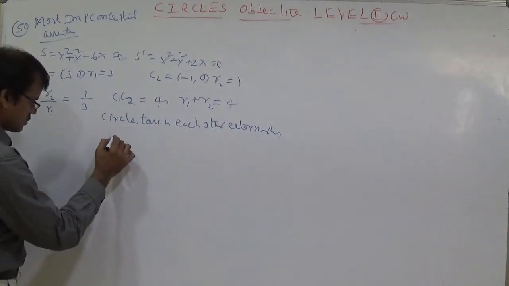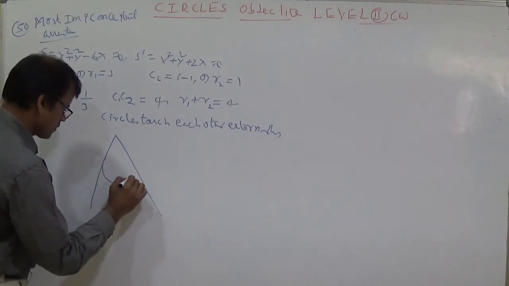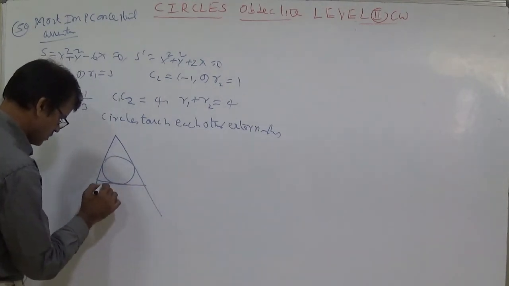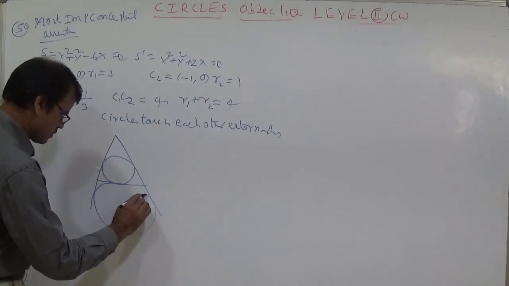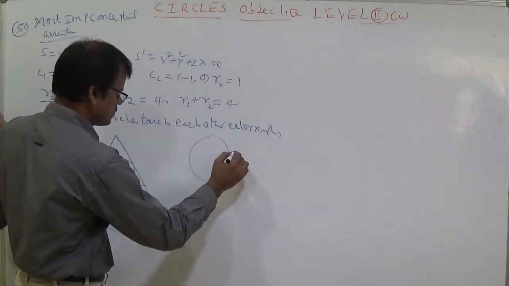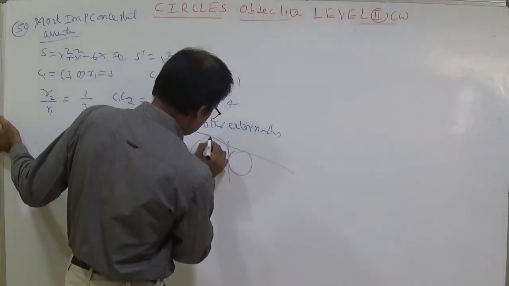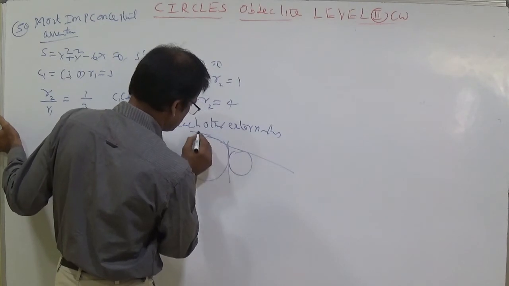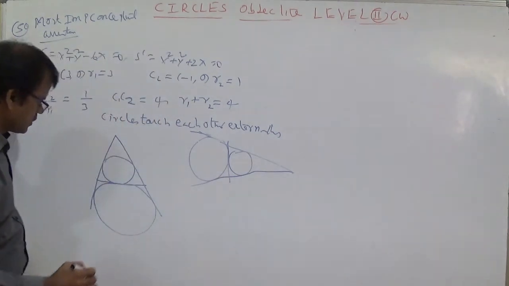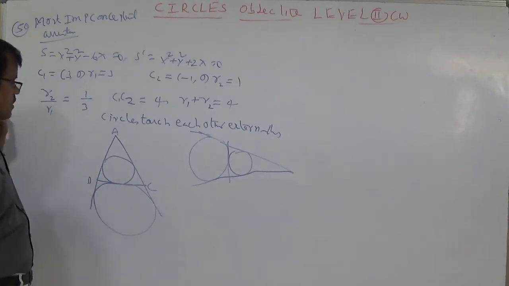Here I am drawing like this. This is the concept. Of course, this is a rough diagram. If circles touch each other, this is the position, a systematic diagram. So what is the difference?